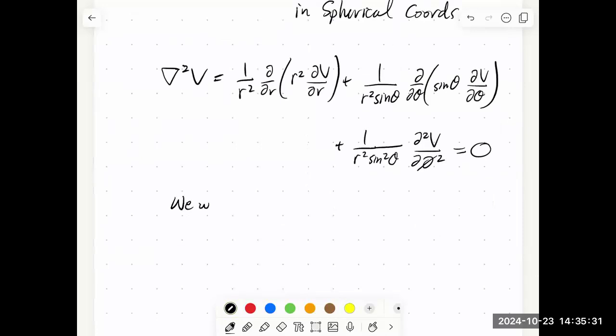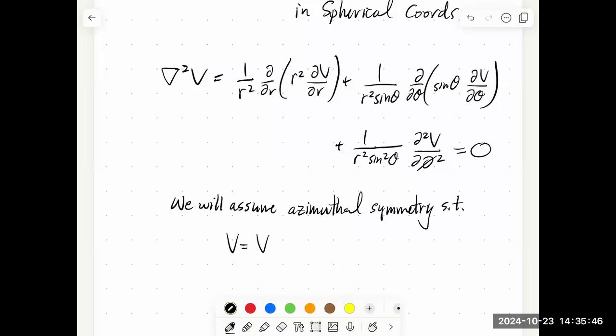So we will assume azimuthal symmetry, such that V is only a function of r and theta, and any derivatives of V with respect to phi are 0. Okay, and so then if we go back up here, we're just going to kill that last term.